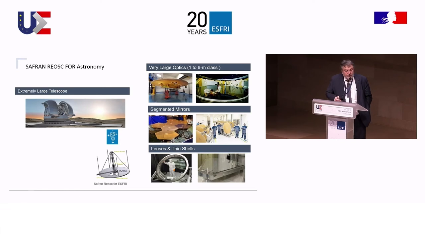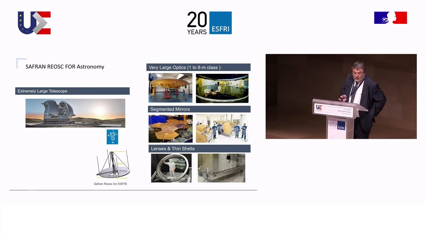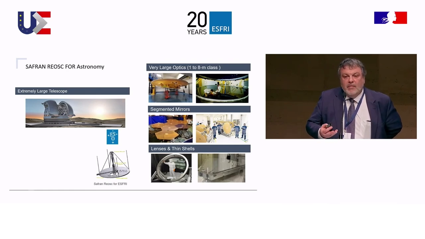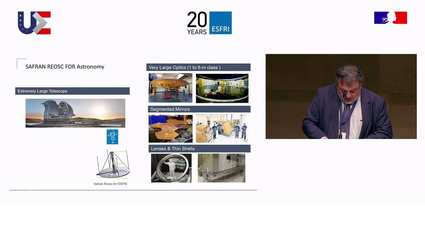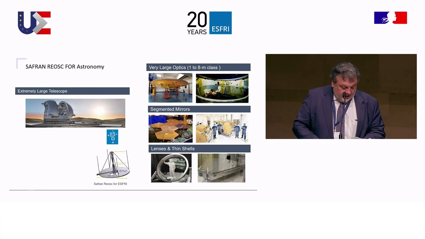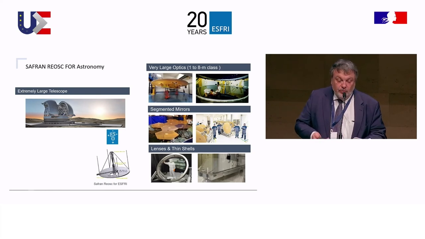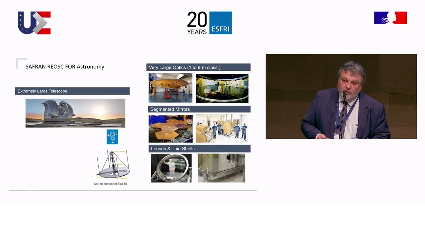So the first example is the Extremely Large Telescope. For that telescope, we won the five main optics. The European Southern Observatory's Extremely Large Telescope, as stated this morning, will be the world's largest and most powerful optical telescope in the world. Its size will be 4 to 5 times more than the current ones.